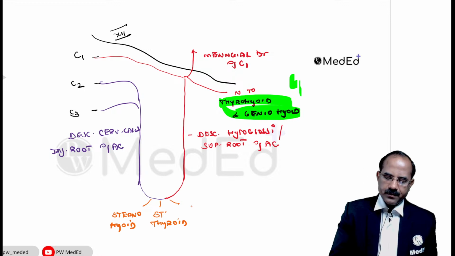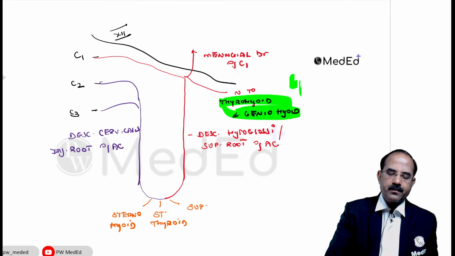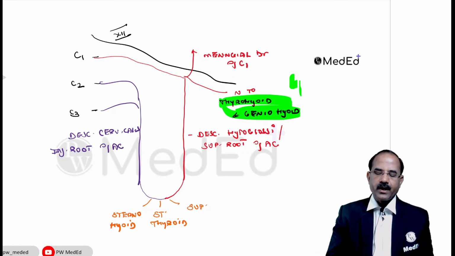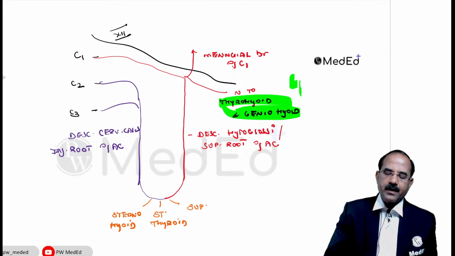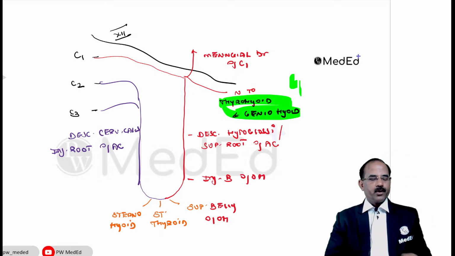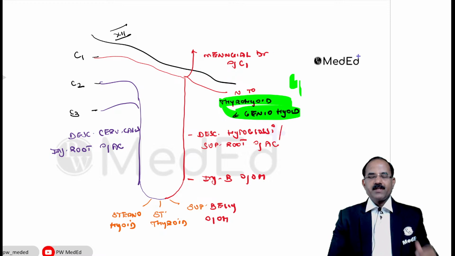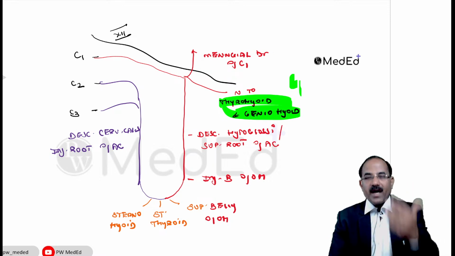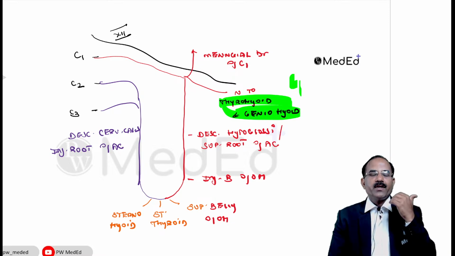It supplies sternohyoid, sternothyroid, superior belly of omohyoid, and inferior belly of omohyoid. So what does the Ansa cervicalis supply? It supplies the sternohyoid, sternothyroid, the superior and the inferior belly of omohyoid.